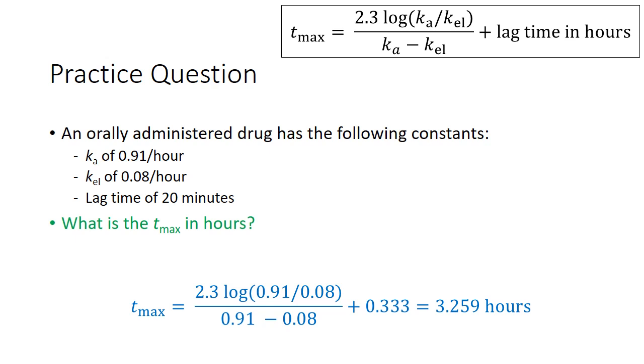And the reason why we knew that we had to be in hours is because the K values are per hour, right? If the K values are per hour, any time in the equation should also be in hours. Okay, so that means our Tmax, the maximum plasma concentration, should occur at about 3.259 hours. We've already accounted for the lag time, so that should be 3.259 hours after the actual dose is given. Okay, that should be after the real dosage time or administration time.